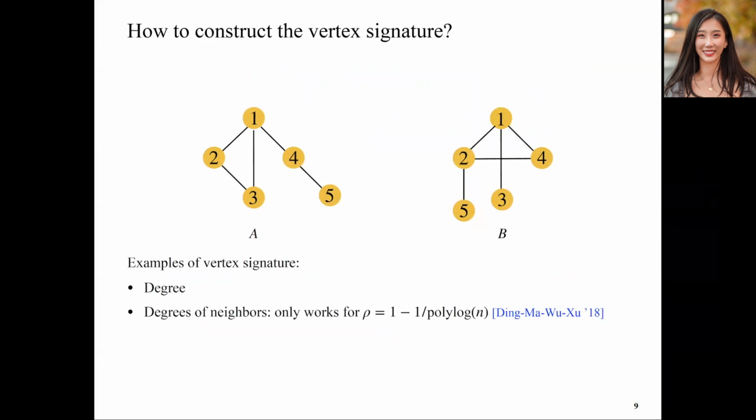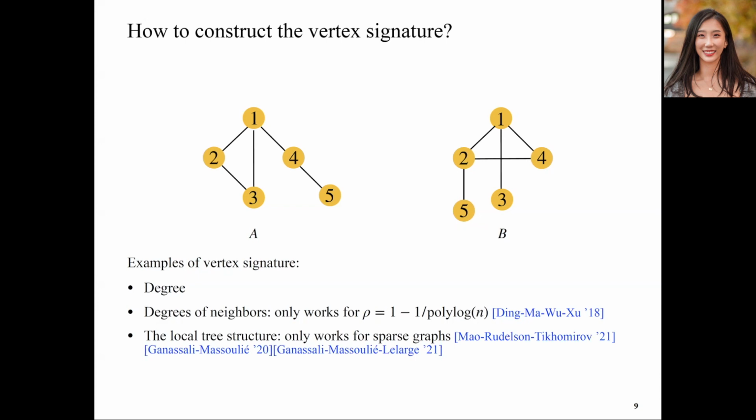How about we use more information, like the degree of neighbors? This actually works, but this only works when the correlation is converging to 1. Otherwise, this algorithm does not work. The reason is that if the correlation between the 2 networks is not converging to 1, then one person's friend group in one network can be very different from his or her friend group in another network. Then using the friends' popularity cannot help us distinguish who this person is.